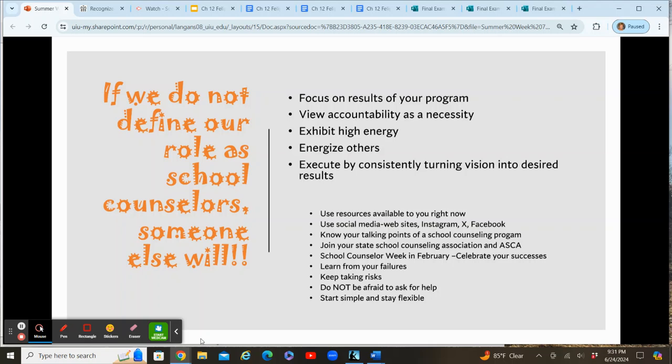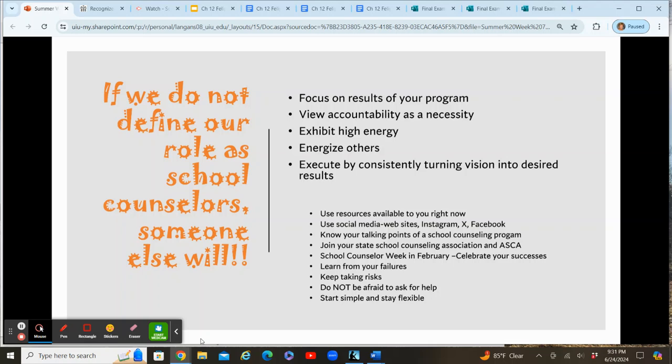So your main points are: focus on results of your program, view accountability as a necessity, exhibit high energy. And like I said before, this doesn't mean that you have to be the cheerleader in the room every single time, leading the way, but you do need to have a voice. You do need to make sure that you are sharing about the different things that the school counselors are doing in their program to make sure people understand. Hopefully you can energize others to help you out with some of the things that you're doing. And then execute consistently by consistently turning vision into desired results.